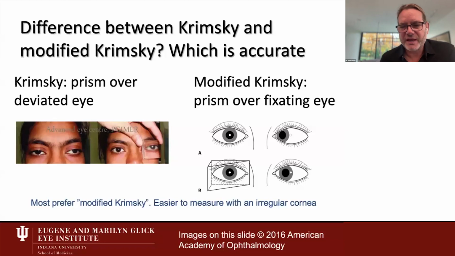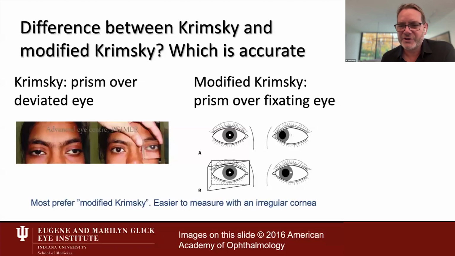Probably the only major advantage over that is that cosmetically, you can see the deviated eye and get an assessment of where it looks good. And then also if the deviated eye has any kind of corneal irregularities, it's a little easier to judge the centration with the modified technique. But ultimately, they're both estimation techniques.